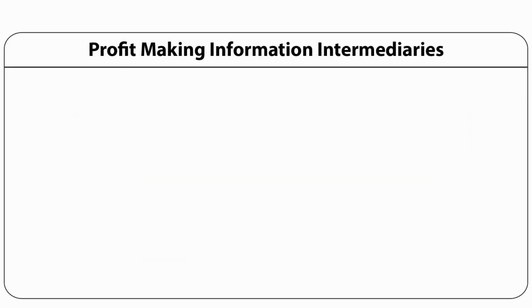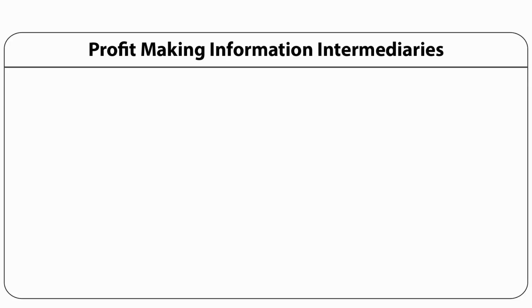If we look at various types of information intermediaries, two major types come to the mind immediately. One, profit-making information intermediaries who charge fees. Two, non-profit-making information intermediaries who do not charge fee for their services. Let us discuss these two types of information intermediaries.